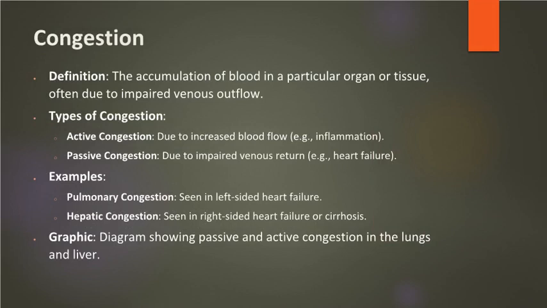Congestion is the accumulation of blood in tissues due to impaired venous return. It can be active, with increased arterial flow, often in inflammation; passive, due to obstructed venous return, as seen in heart failure. Examples include pulmonary congestion in left-sided heart failure, leading to fluid buildup in the lungs; hepatic congestion, associated with right-sided heart failure or cirrhosis, resulting in a nutmeg liver appearance. Understanding the difference between active and passive congestion is critical for clinical diagnosis.